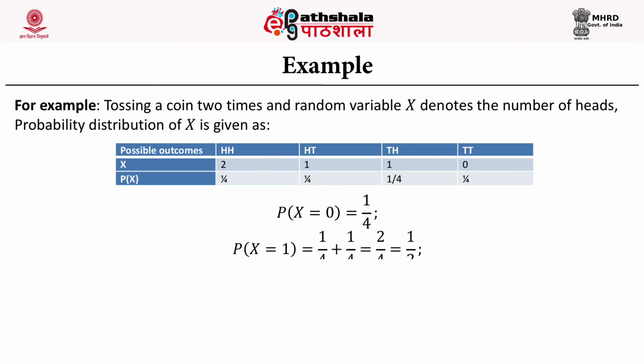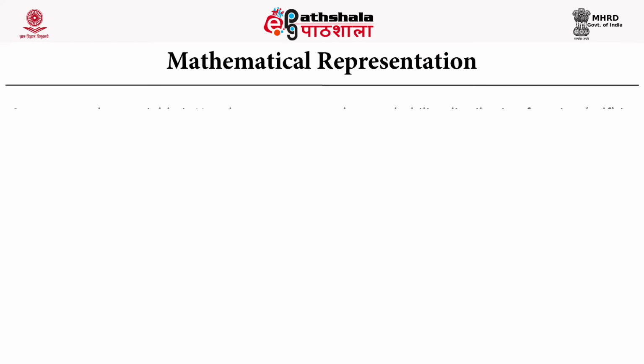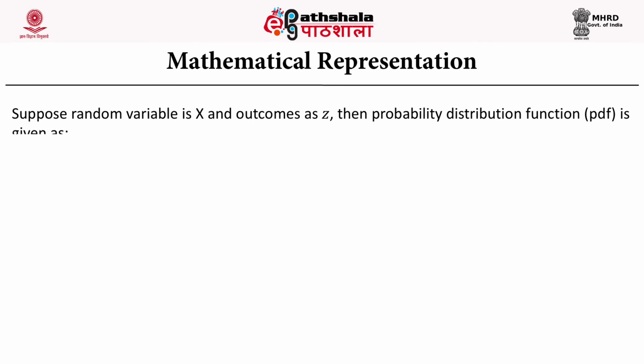So it means the probability of X equal to 0 is 1 by 4. For the probability of X equal to 1, that means one head occurs, so we have to club the two probabilities by using the additive property of probability, that is 1 by 4 plus 1 by 4. So the answer comes out to be half. Similarly, for the probability of X equal to 2, the answer comes out to be 1 by 4. So the probability distribution is a function which distributes the probabilities of a random variable to each outcome of the random variable.